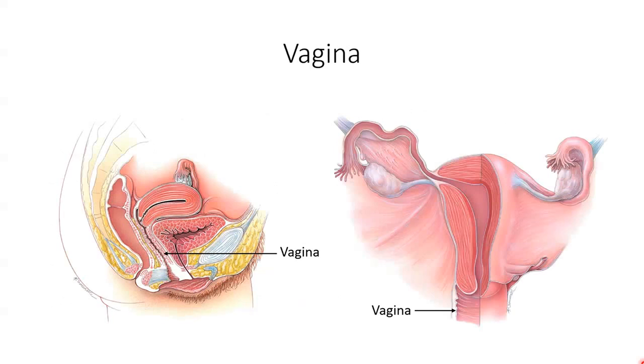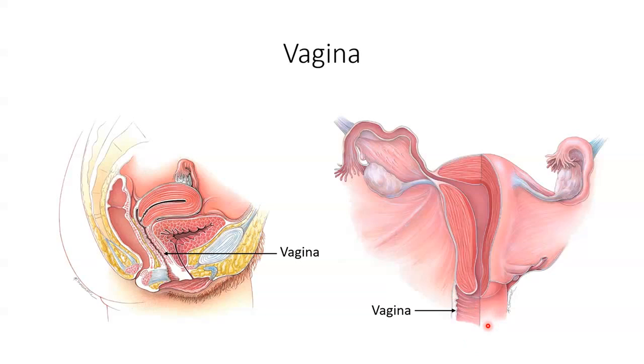The next female reproductive organ is the vagina. The vagina is a tubular, approximately 10 centimetre long muscular canal that is lined with a mucous membrane. It extends from the exterior of the body up to the cervix of the uterus. The vagina receives the penis during sexual intercourse. It's the outlet for menstrual flow, and it's the passageway for childbirth.